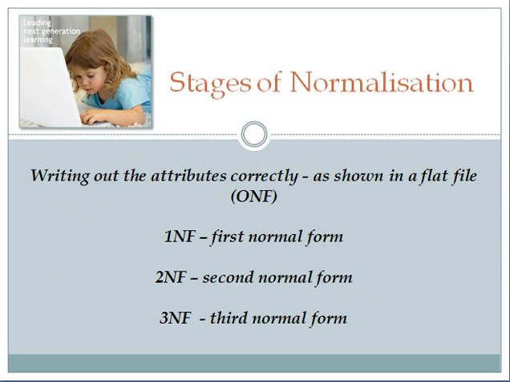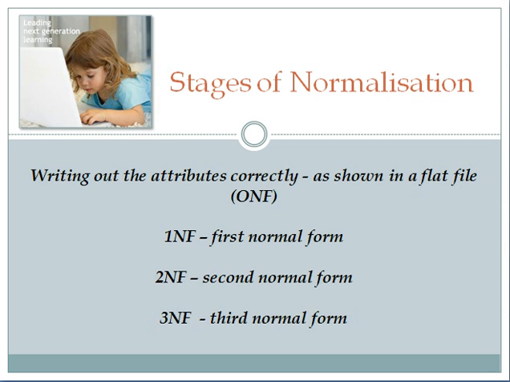The first thing that we're going to have to do is write out the attributes correctly. This is a skill in itself, because you're going to need to highlight the repeating fields. You also might want to write them out in shorthand code, because you're going to have to write them out a lot. Writing out the attributes is what would happen if it was a flat file database. So 0NF is like a flat file database. Then we're improving the flat file database to make it a relational database. And we're going to have to do first normal form, second normal form, and then third normal form. So let's look at it.